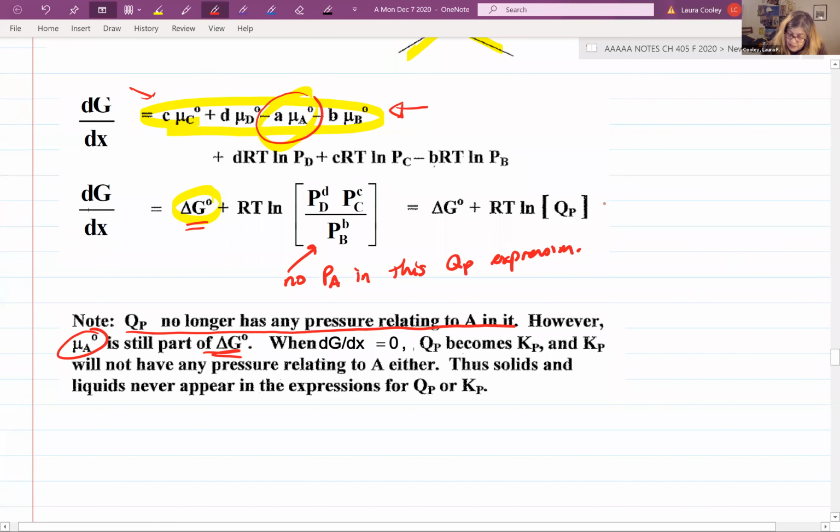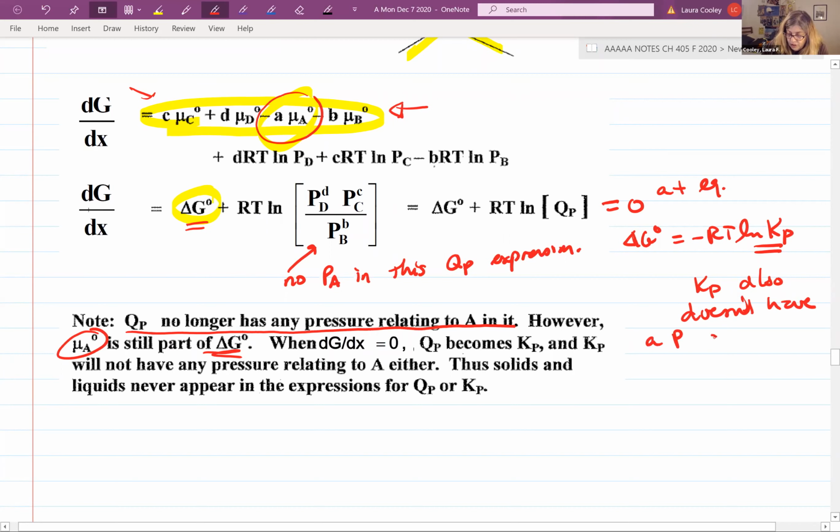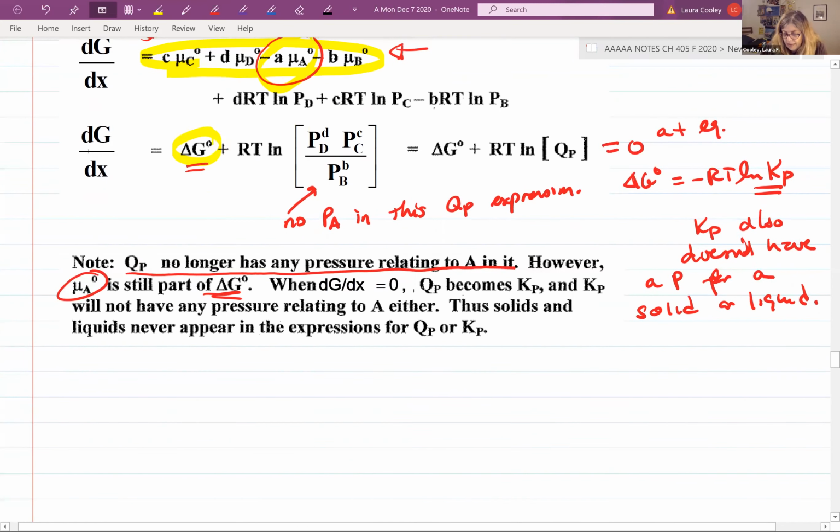And when we set this equal to 0, again, we'll get delta G0 is minus RT log of now K, because this is 0 at equilibrium. And then the K also doesn't have a pressure for a solid or a liquid, and that's why they're not there.